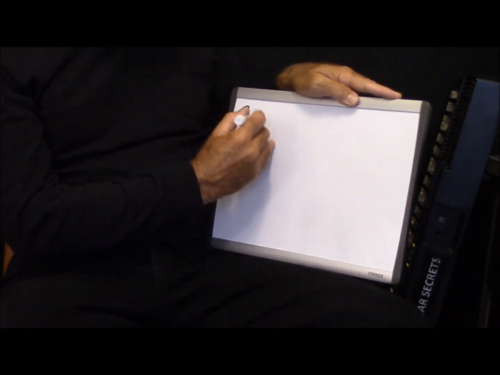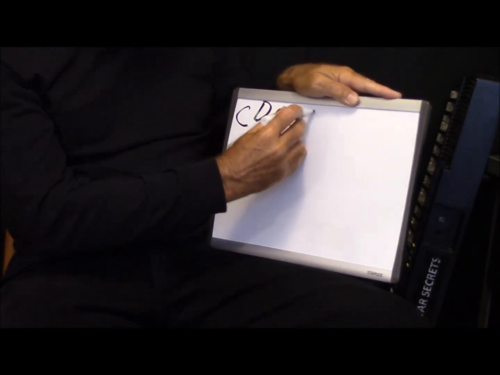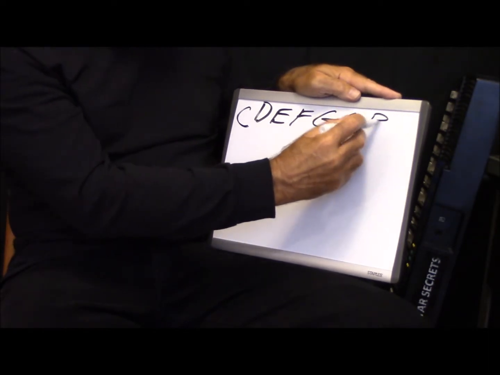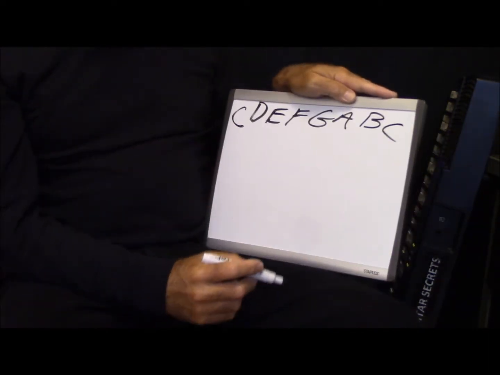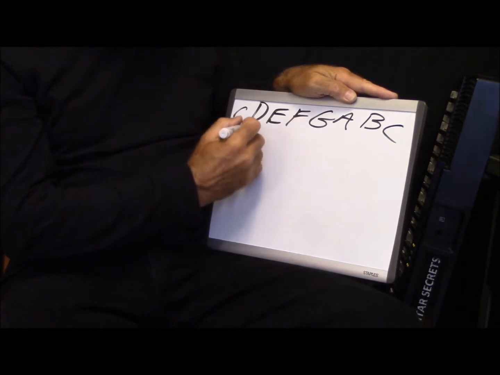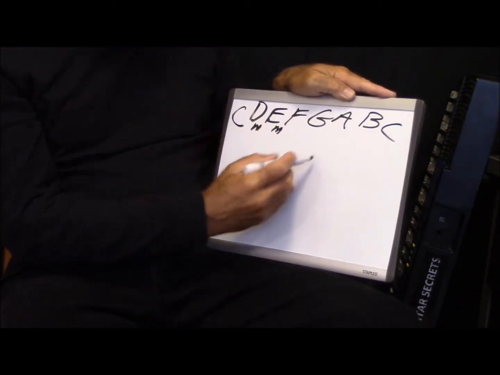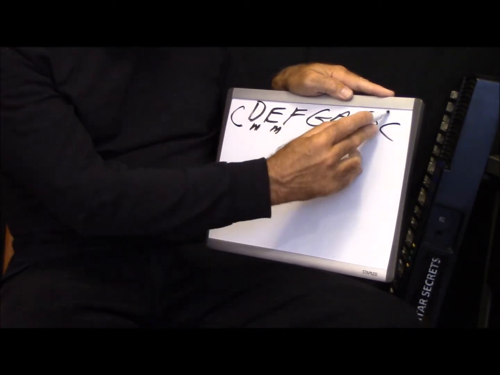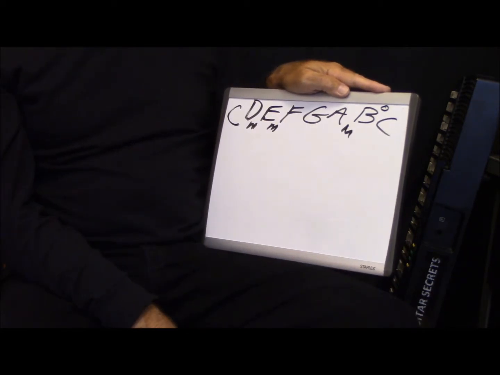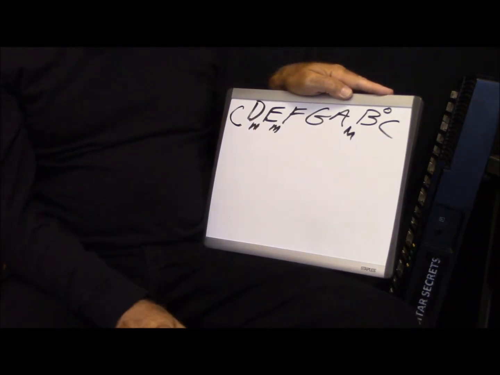So let's go ahead and write out C, D, E, F, G, A, B, and C. Now, every major scale has 3 majors and 3 minors, and the minors are always the 2nd, the 3rd, and the 6th. Diminished is always the 7th, okay?